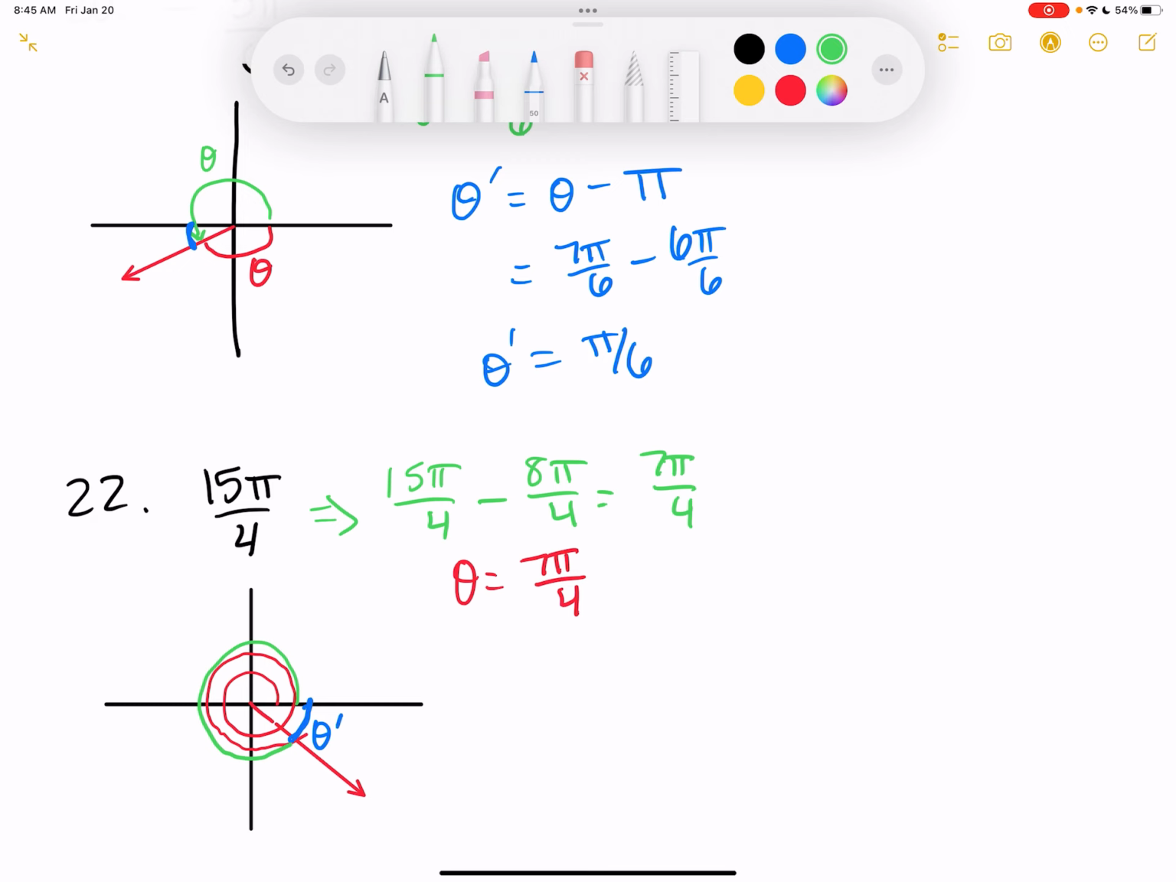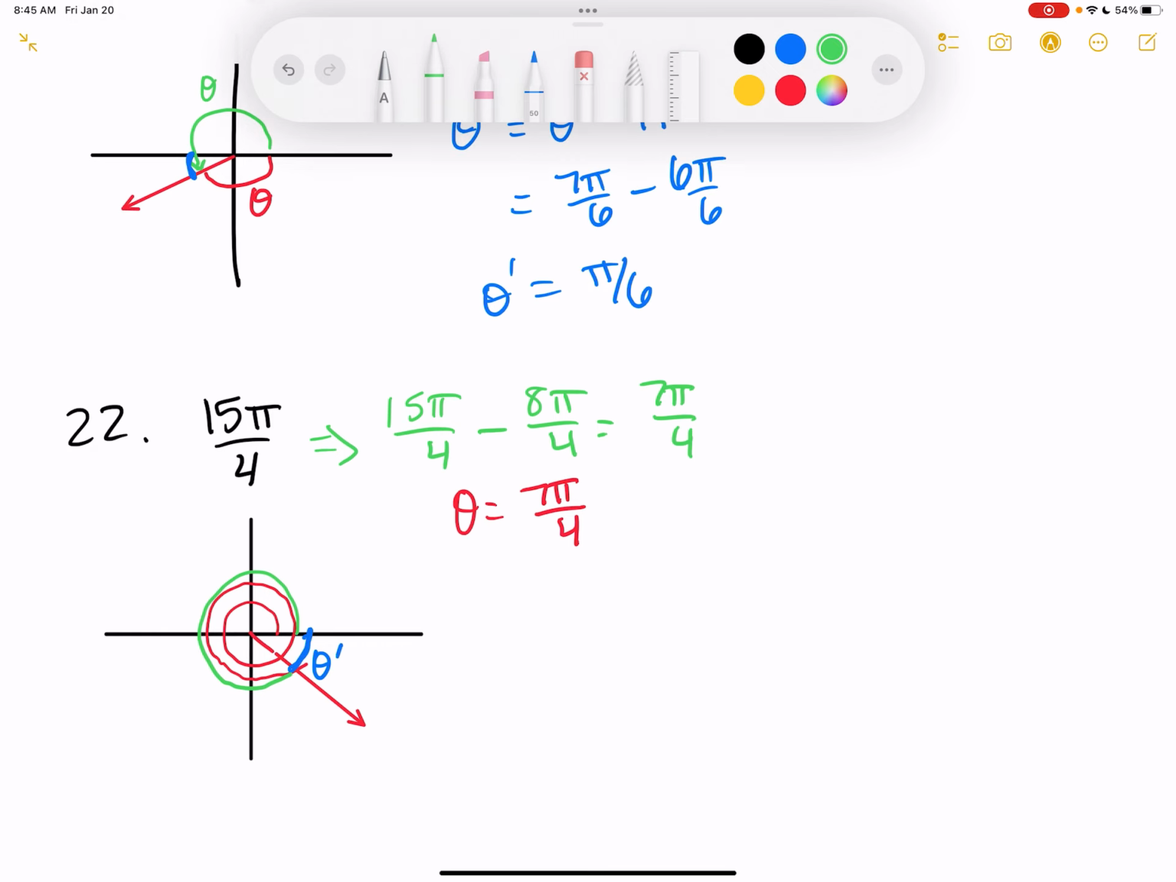So what is the formula for quadrant 4 for radians? Theta prime equals 2 pi minus theta. So again, theta is 7 pi over 4, so it's going to be minus 7 pi over 4. 2 pi, I'm going to rewrite as a pi over 4 value, so it's going to be 8 pi over 4. So then theta prime ends up just being pi over 4.